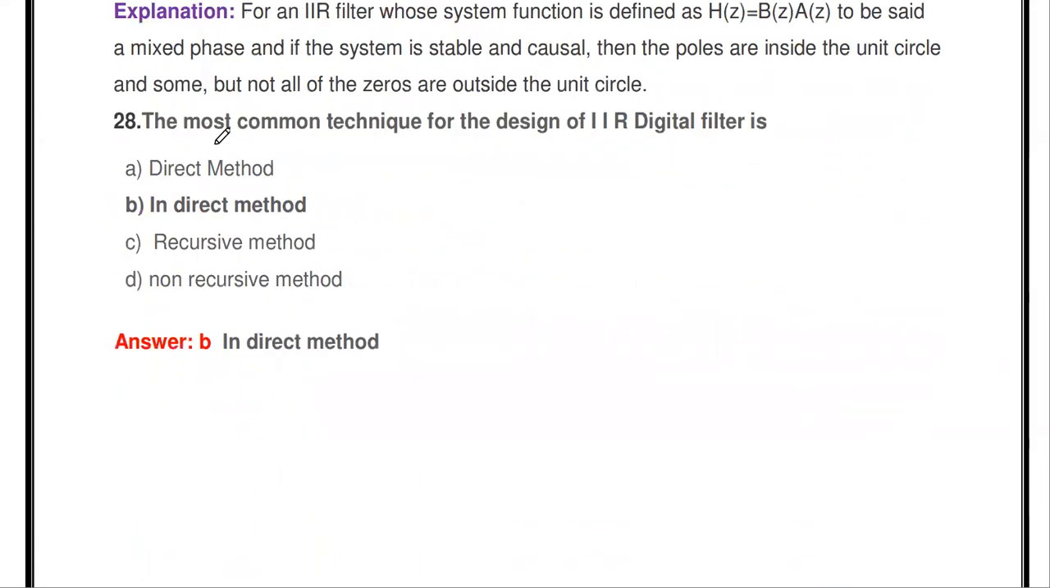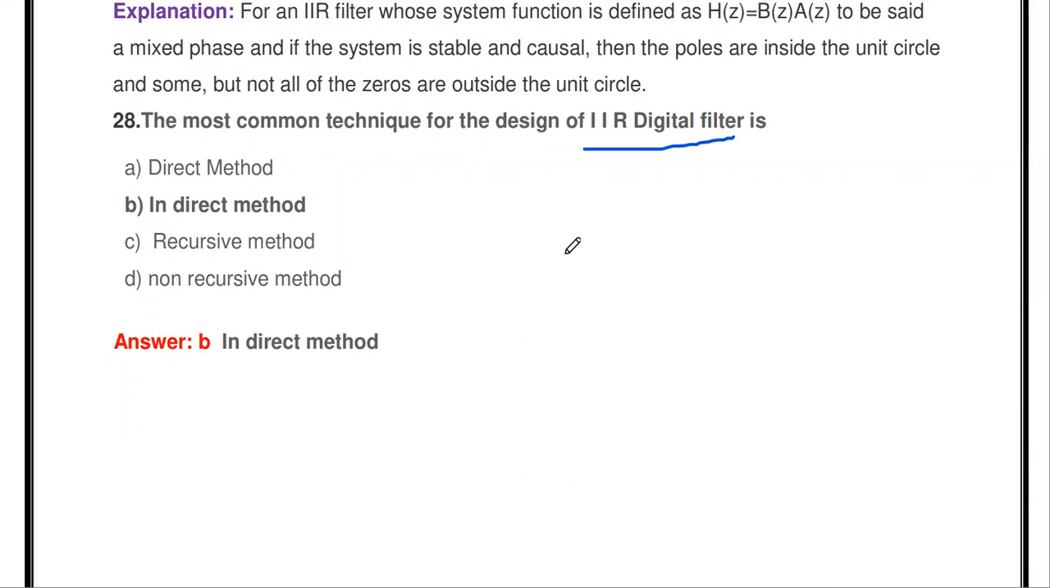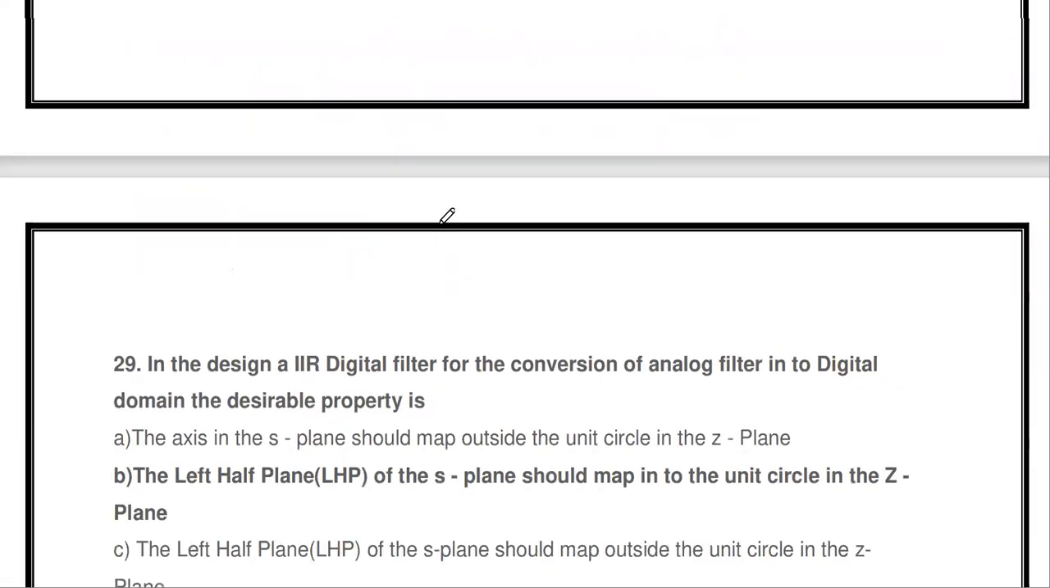The next one: the most common technique for the design of IIR digital filter is dash. Direct method, indirect method, recursive method, non-recursive method? Indirect method. There is no straight design procedure for IIR digital filter. First we have to design the analog filter, then convert it into digital. So the indirect method is the only one available.